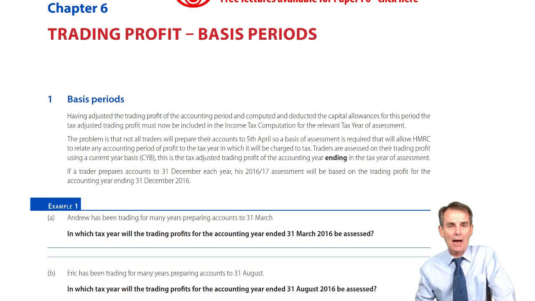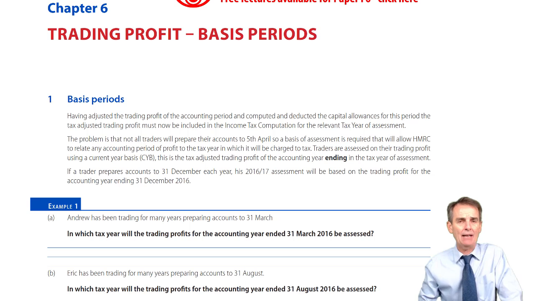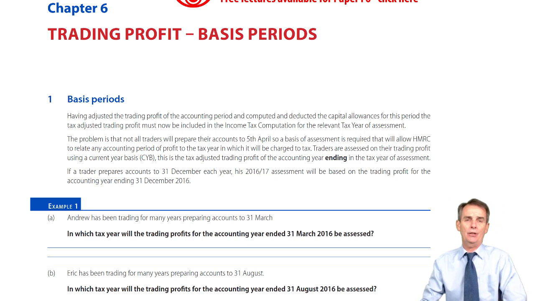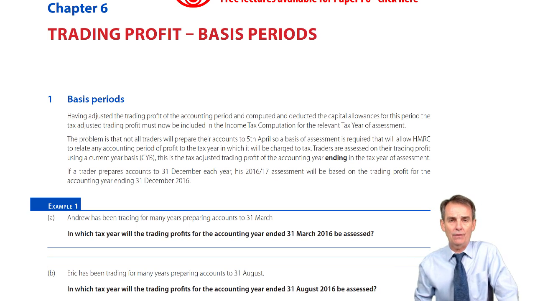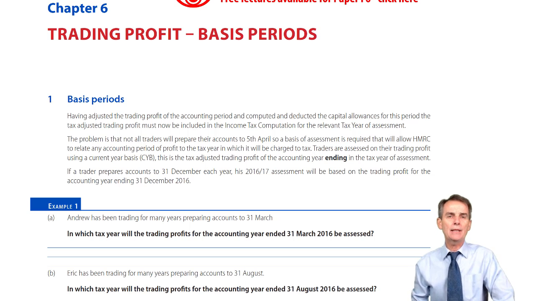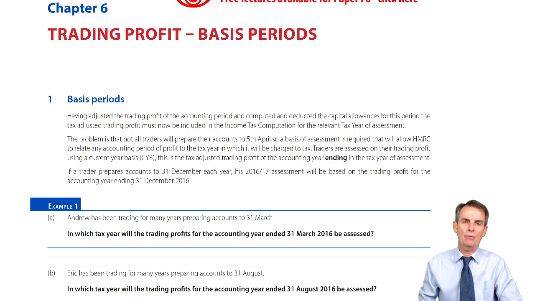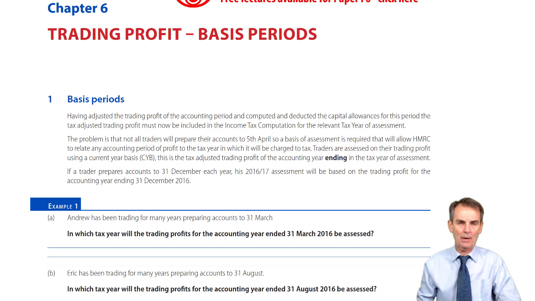Back in Chapter 2, we saw how we had to relate each source of taxable income to a given time period, the income tax year for which we prepared the income tax computation. One particular problem was dealing with trading profits, because an unincorporated trader, whether a sole trader business or a partnership, may choose to prepare its accounts to any accounting date that it likes within the year. Businesses do not have to prepare accounts to the tax year end date of the 5th of April. So how do we relate any accounting period for which the taxpayer may have chosen to prepare their accounts?